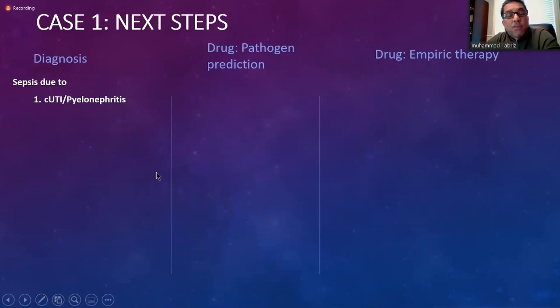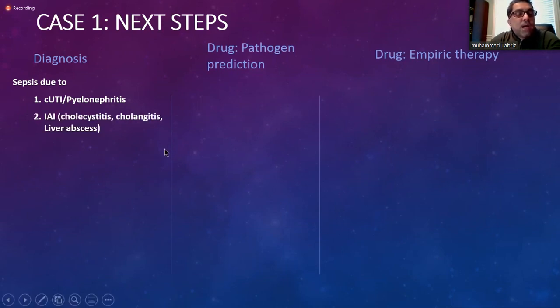So number 1 would be pyelonephritis or complicated urinary tract infection. Why? We'll talk about it in a minute, because the patient has clinical features and objective findings in the lab, right? But then some of you appropriately also included intra-abdominal infection broadly. So it could be cholecystitis. The patient did not give any history of the gallbladder being removed, so it could be cholecystitis, right?